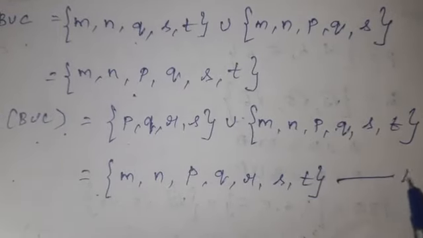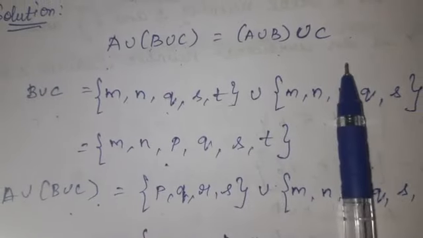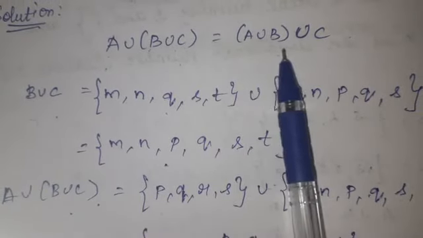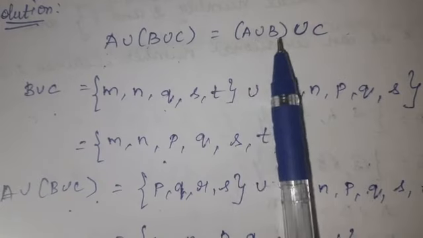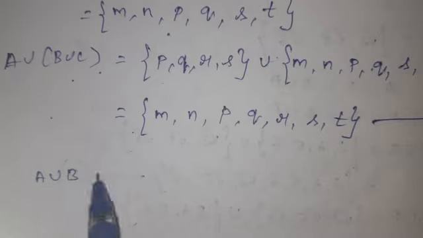This one I am marking as 1. Next you should find the RHS side. The RHS side has a bracket, A union B. First you should find inside the bracket. So A union B first you should find.